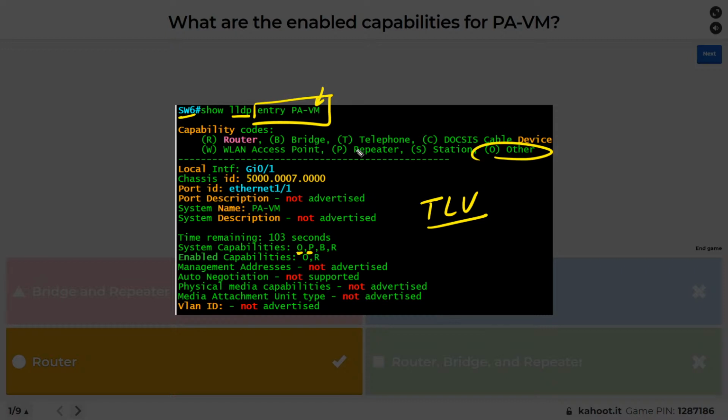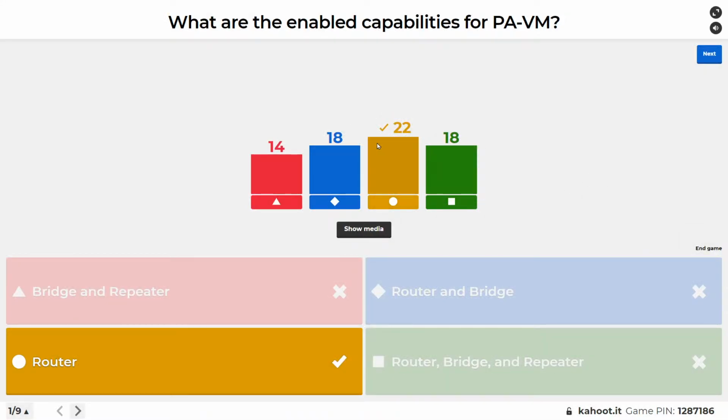It could be P, which is a repeater, and that's because the Palo Alto has the ability to do inline analysis of traffic, like a bump in the wire. It's not enabled, but it could be. And then B is for a bridge, because it can act as a layer 2 forwarding device, like a layer 2 switch. And also R is router, which is right there. However, its only enabled capabilities are other and router. So out of all the possible answers, the only one I was looking for is router. And that is the correct answer.